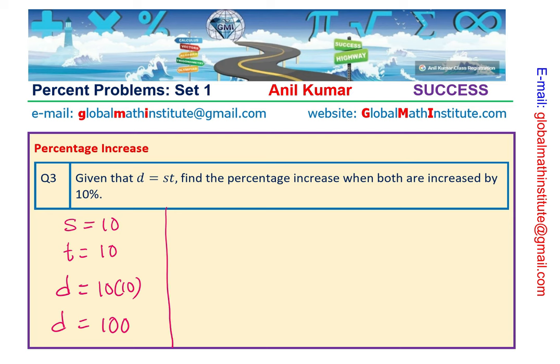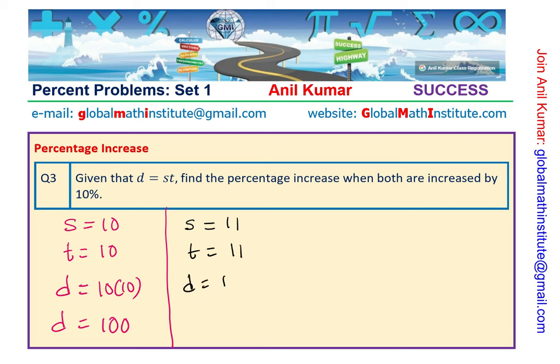Now, find percentage increase when both are increased by 10%. So let's increase S by 10%. So 10% of 10 will be 1, right? So when you add that, you get 11, and T will be also 11, and the distance will be 11 times 11. So distance will be 121. You see that?